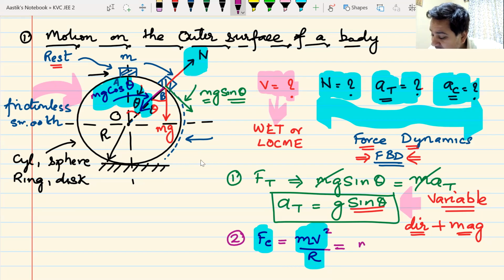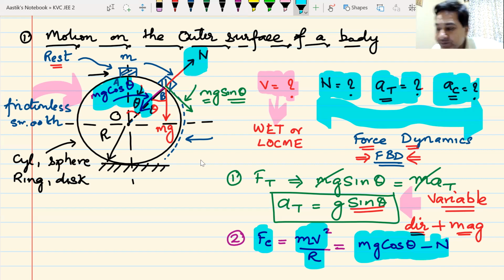mv square by r is mg cos theta, which is towards the center, minus n, which is outwards. Do we understand this? Yes or no? Please let me know. mg cos theta is towards the center, normal reaction is outward, so this becomes positive, that becomes negative. mv square by r is mg cos theta minus n. Do we understand this? Can I have some raise hand that we understand this? Anyone has a doubt? Please ask.